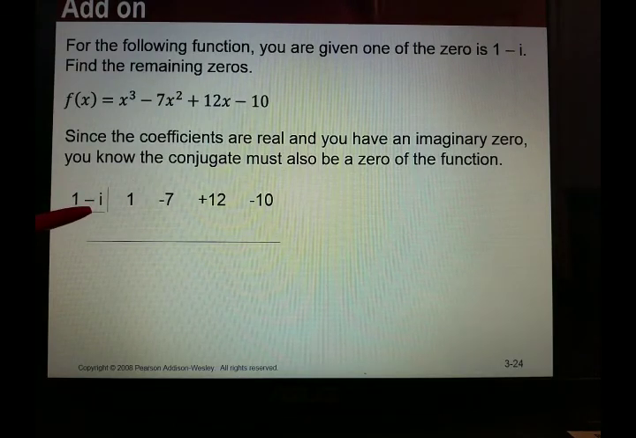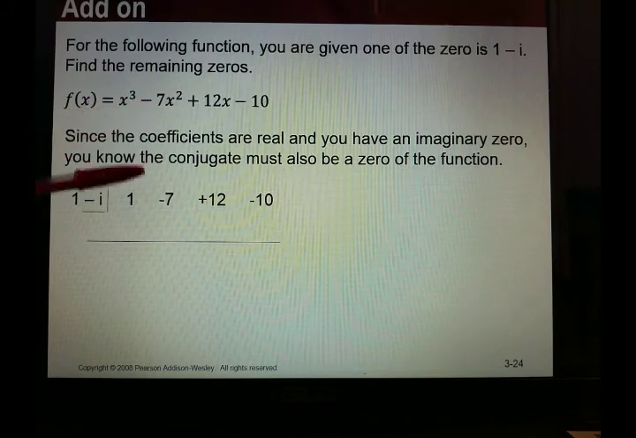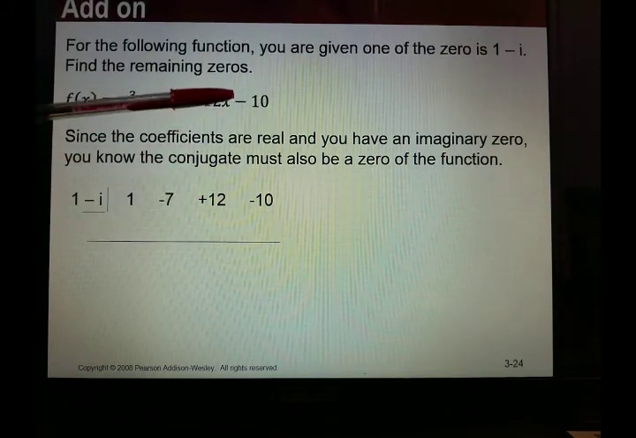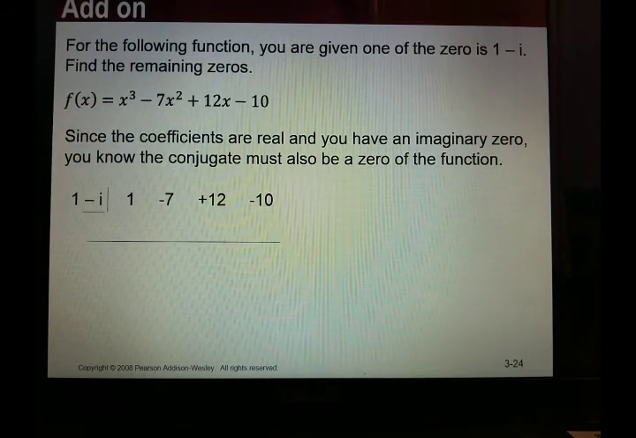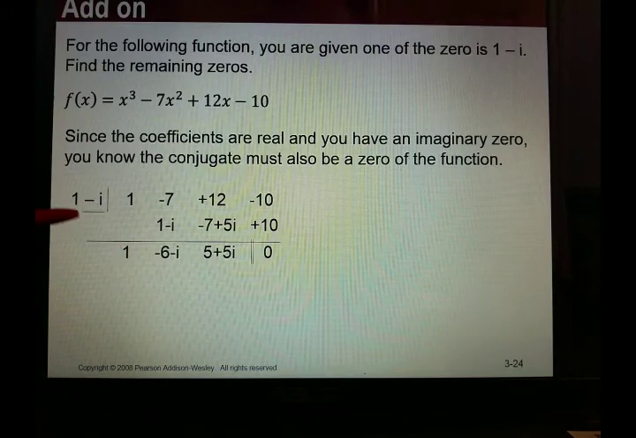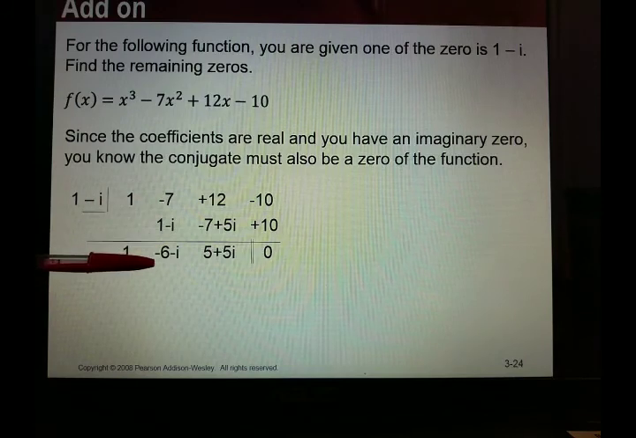So there's my 1 minus i. My coefficients, 1, -7, the 12, and the -10. Notice I was not missing any exponents. My first step would be to bring the 1 down. We take 1 times what's over here in the box. That would give me 1 minus i. When you add these together, you get -6 minus i.